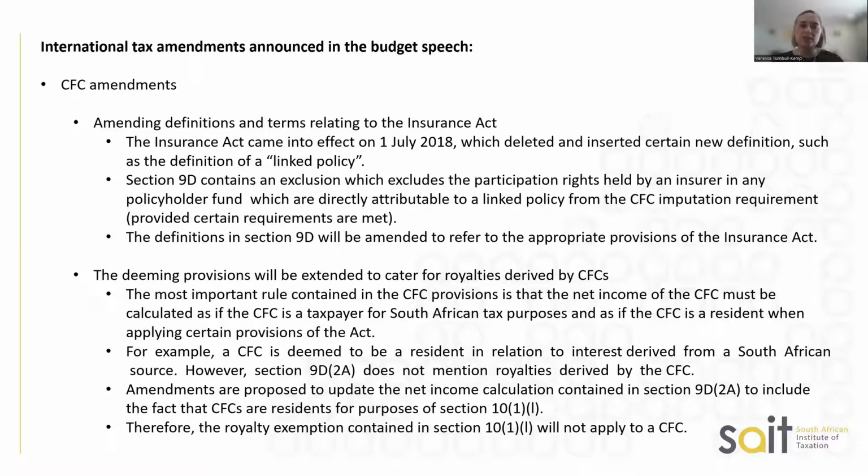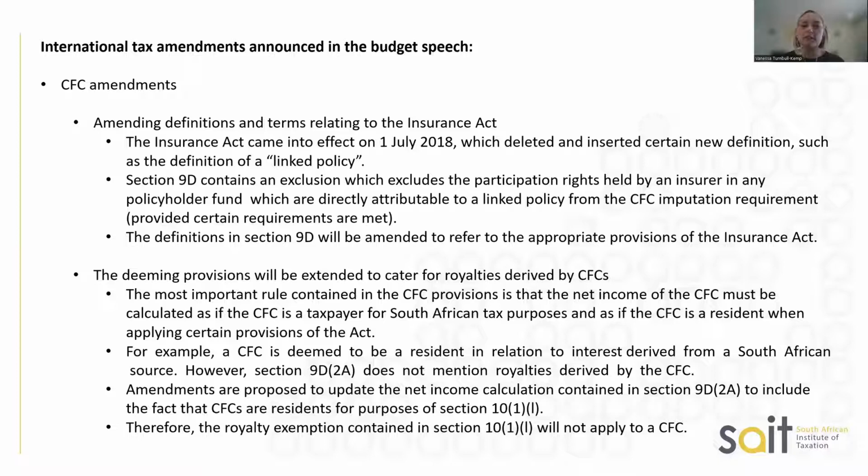One such definition is the definition of a linked policy. Section 9D of the Act, the CFC section of the Act, contains an exclusion which excludes the participatory interests held by an insurer in any policyholder fund, which are directly attributable to a linked policy. And these are then excluded from the CFC imputation requirement. Because the definition of a linked policy and certain other definitions in the Insurance Act have changed, amendments will be made to the definitions in Section 9D to align with the new Insurance Act so that the Insurance Act and the CFC rules and regulations speak to each other.